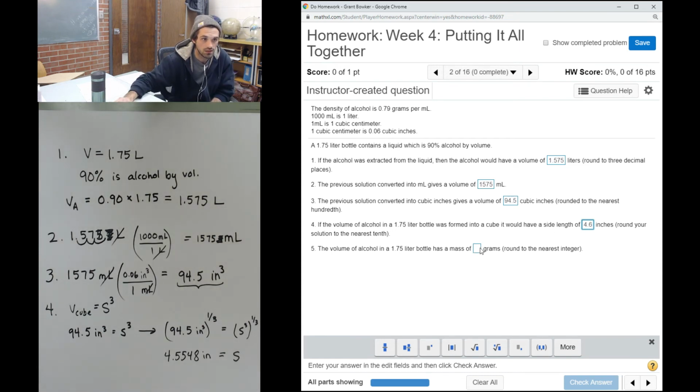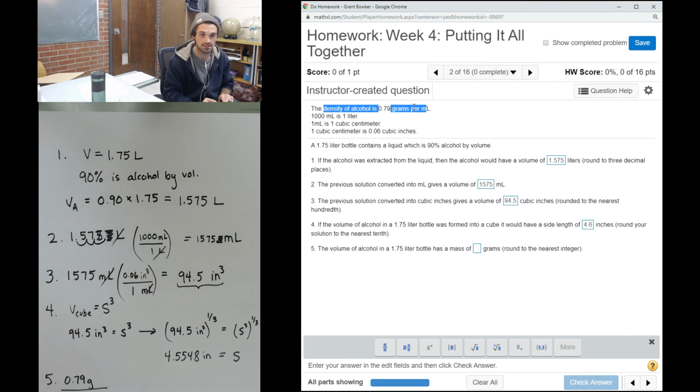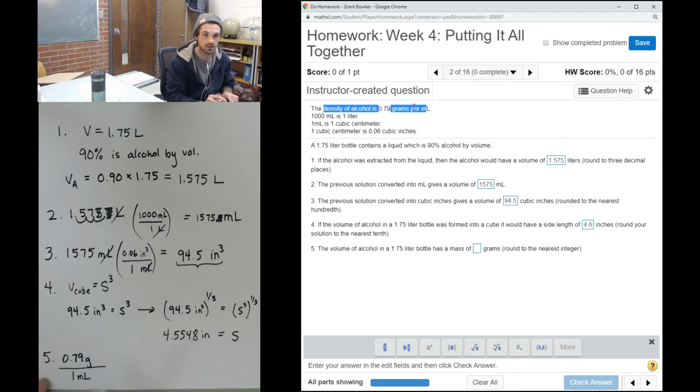The volume of alcohol in a 1.75 liter bottle has a mass of blank. So we need to use this density given up here. So the density of alcohol is 0.79 grams per 1 milliliter. That's going to be my density. Ooh, move this up. So this is my density.